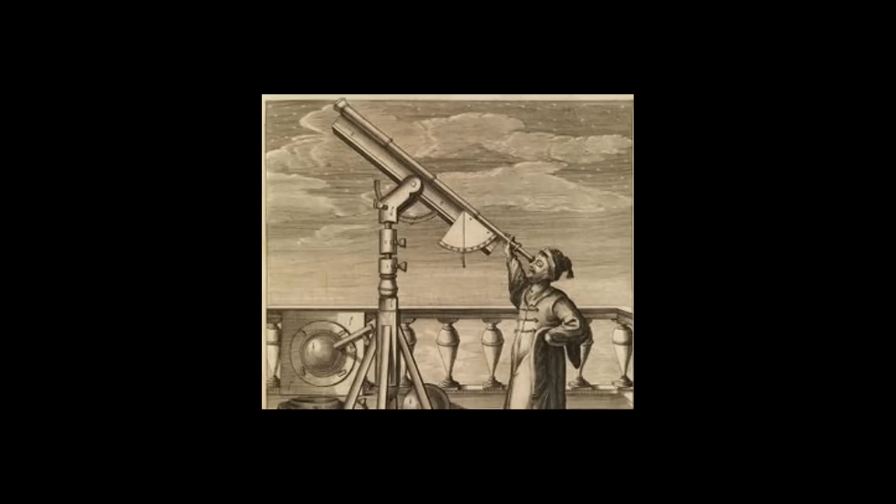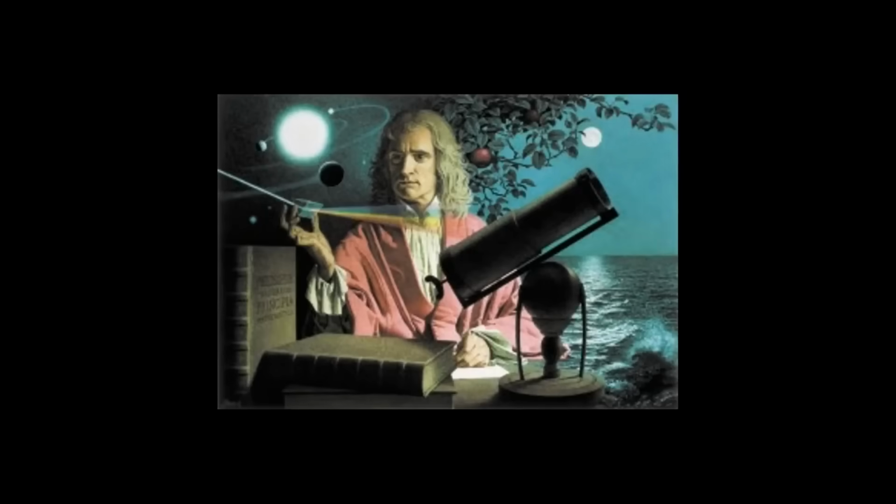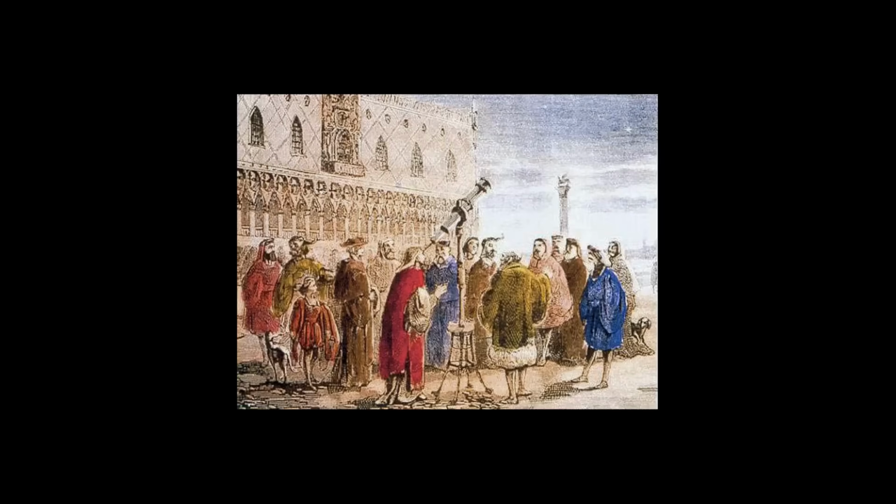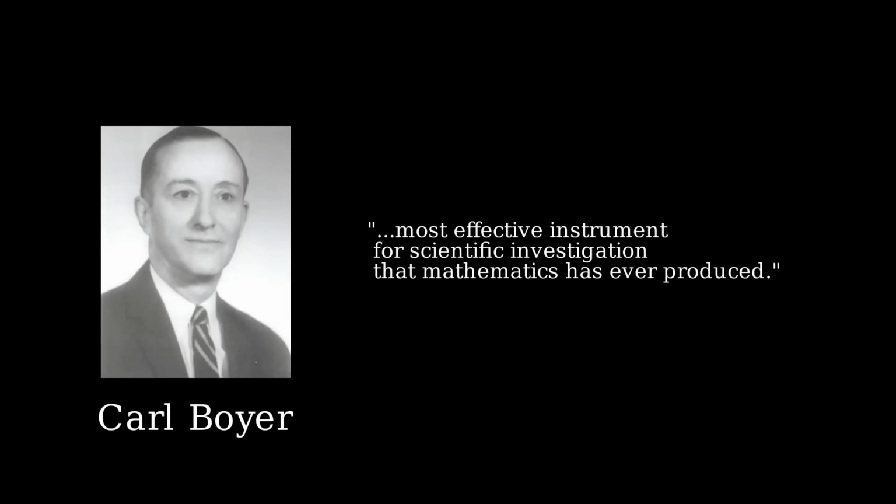In the late 17th century, the period of the scientific revolution was a time of major advancements in astronomy, physics, and most importantly, to us at least, innovation in mathematics. Numerical calculation, symbolic algebra, analytical geometry, and other fields were greatly advanced. But then came the invention of differential and integral calculus. Historian Carl Boyer referred to calculus as the most effective instrument for scientific investigation that mathematics has ever produced.